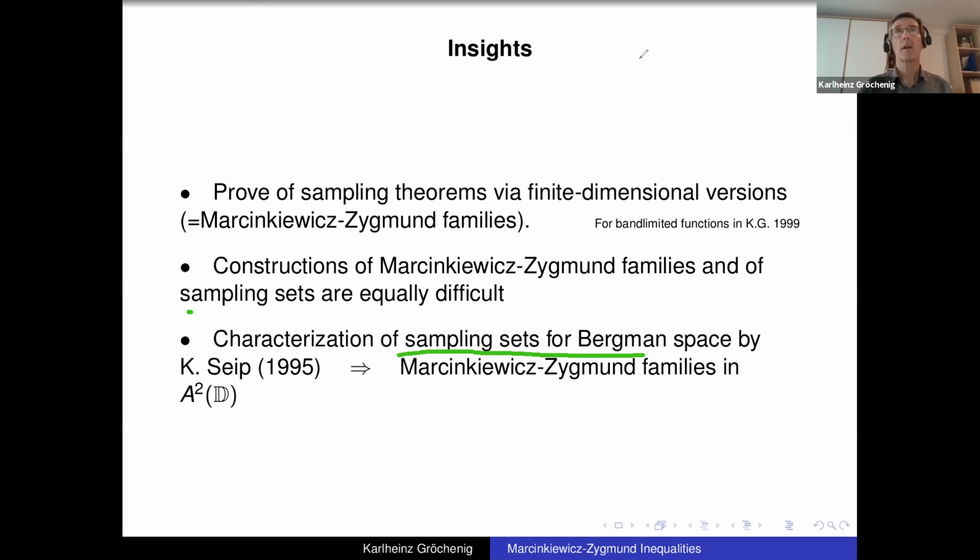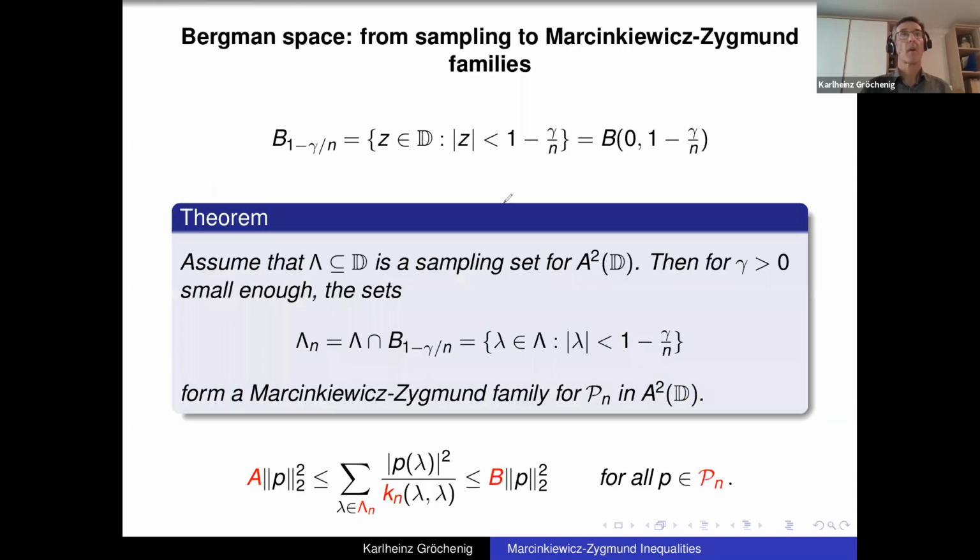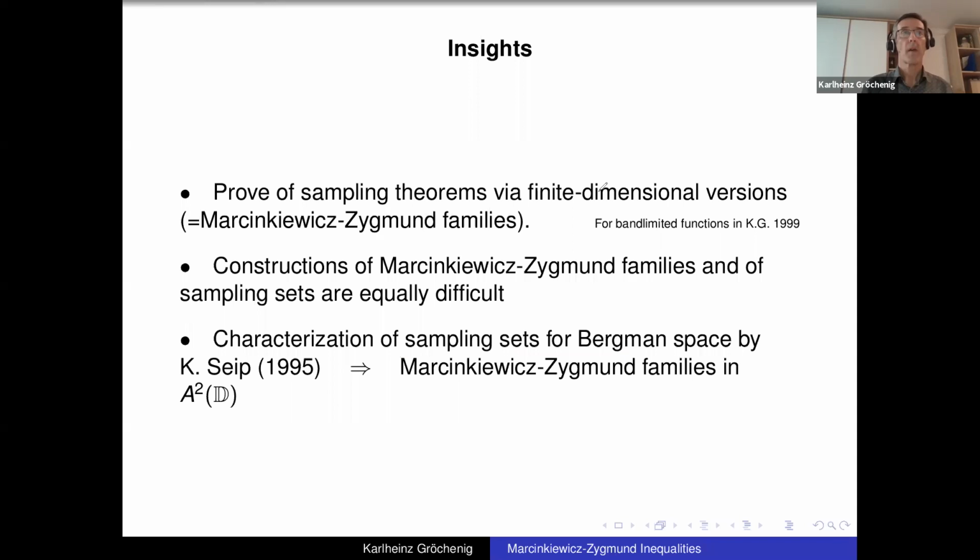And now if you go back, so this assumption here is verifiable in principle, and it's known how sampling sets in Bergman space look like. So with this theorem, we automatically obtain a construction for Marcinkiewicz-Zygmund families. Going the other way is equally difficult, but we don't even know how to do that.